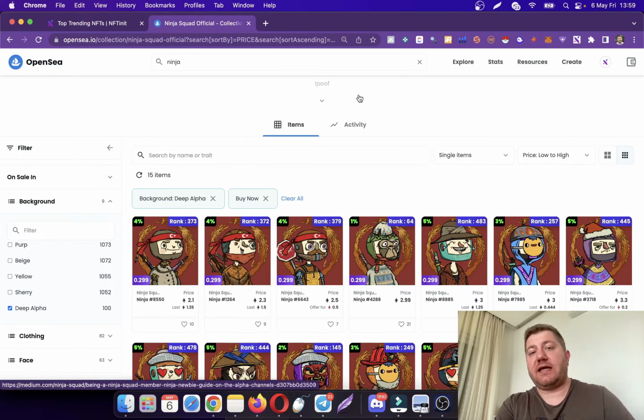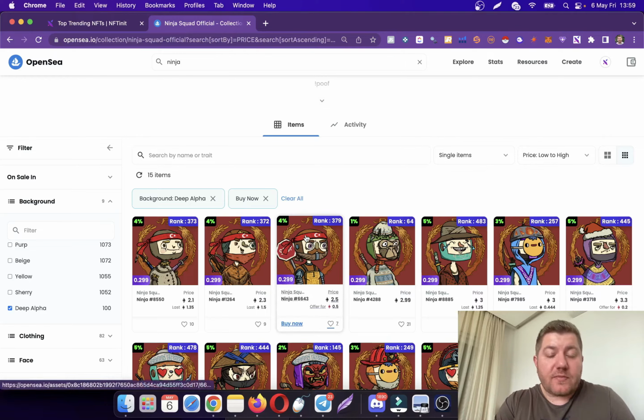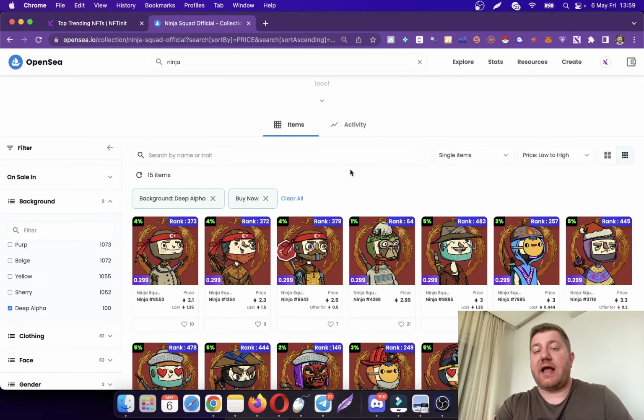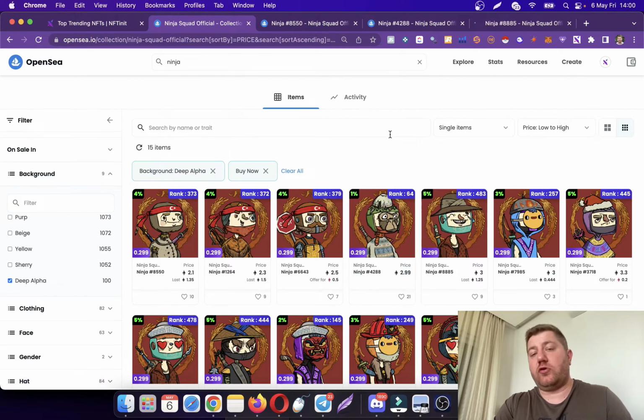So what you can do, and this is what most of the advanced bidders do, is instead of placing regular bids on the whole collection, they target the specific traits. It can be this one, Deep Alpha for this collection. So you pick your traits and you only send bids to those traits. And this usually has a couple of advantages. One of them is the competition is usually lower on these NFTs because most people don't focus on trait bidding.